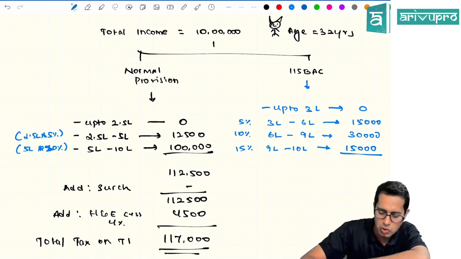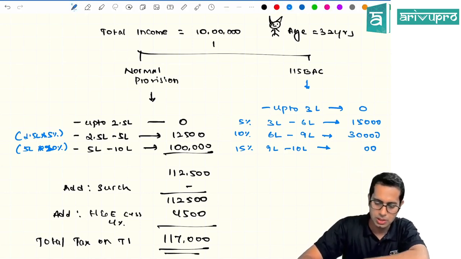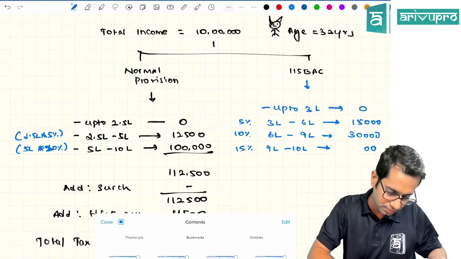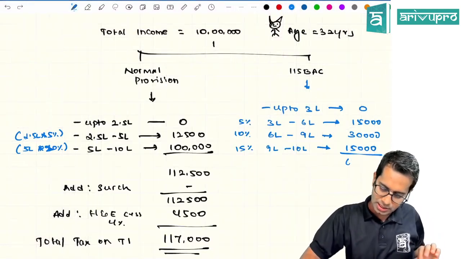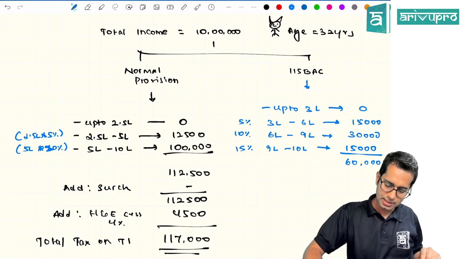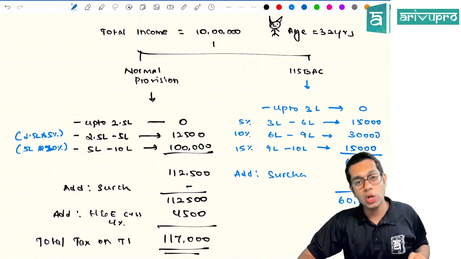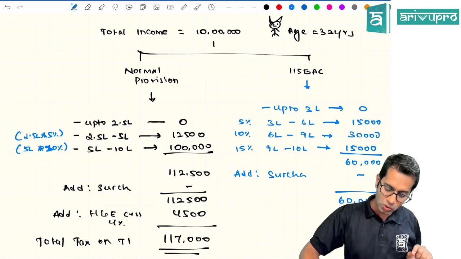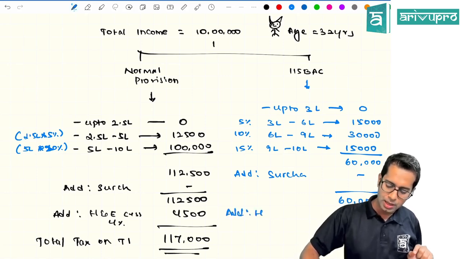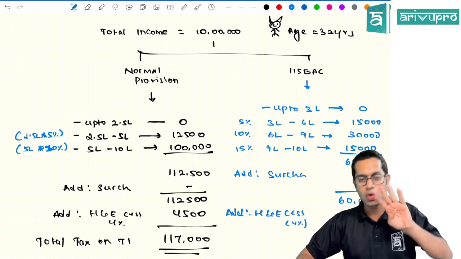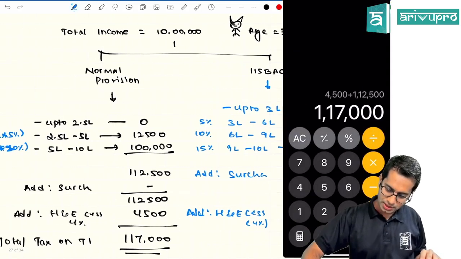So total tax comes to how much, sir? 60,000 rupees. Total tax comes to how much? 60,000 rupees is the total tax. On the 60,000, add surcharge. No surcharge. Why, sir? Tell me why no surcharge? Because the total income is not more than 50 lakh rupees. Now to this, I'll add health and education cess, 4%. How much?